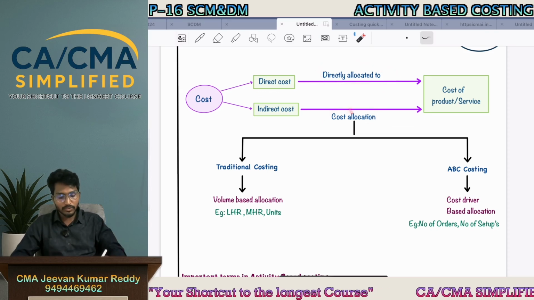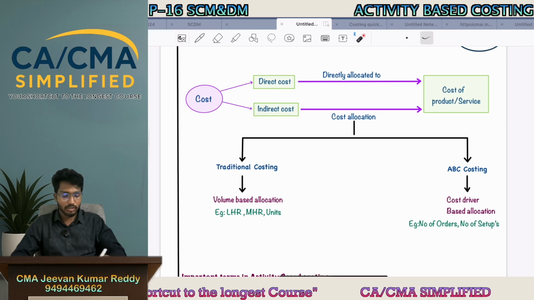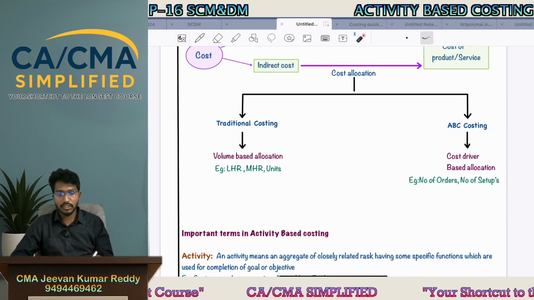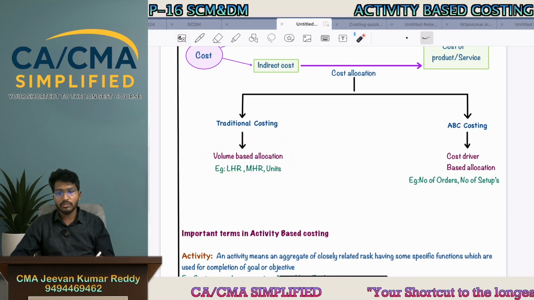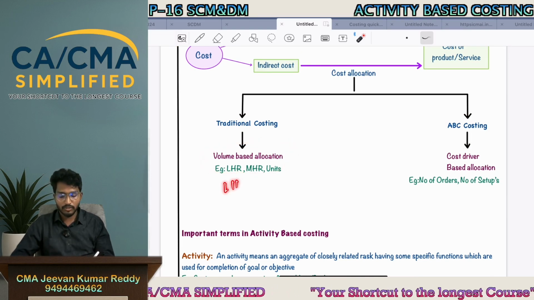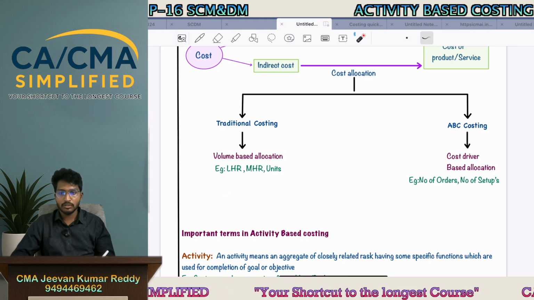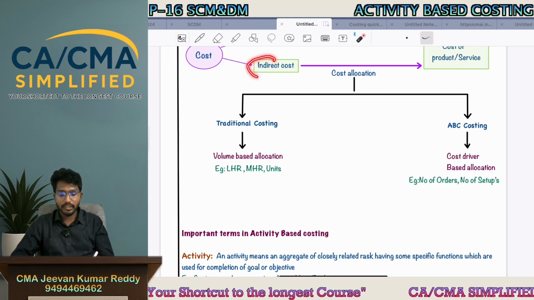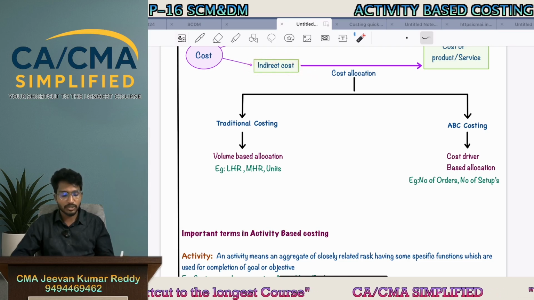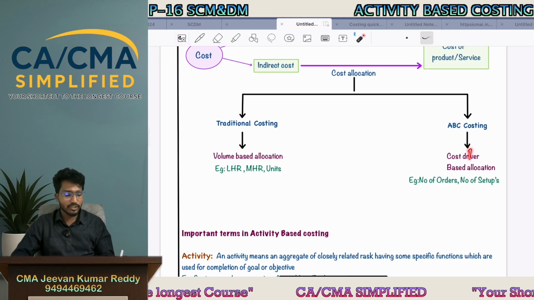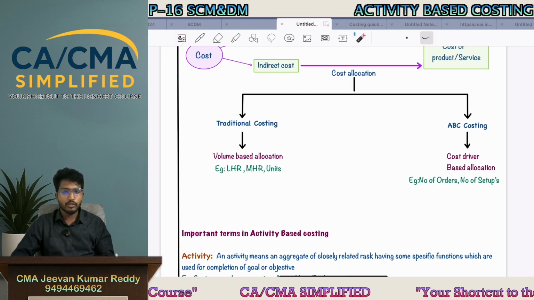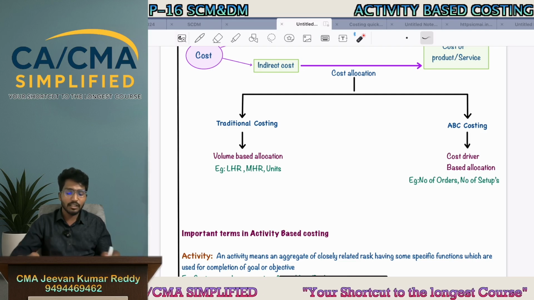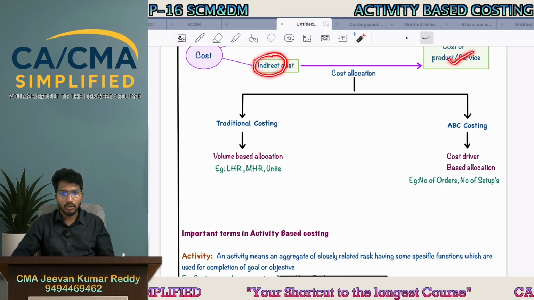So we have two methods for allocating the indirect cost to the cost object. One is traditional costing and another one is ABC costing. Traditional costing is a volume based allocation. It uses labor hours, machine hours, or units. So we use only a single base for allocating the entire indirect cost, the entire overheads, to the cost objects. ABC costing is cost driver based allocation. It uses multiple cost drivers and multiple bases for allocating the indirect cost to the cost objects.